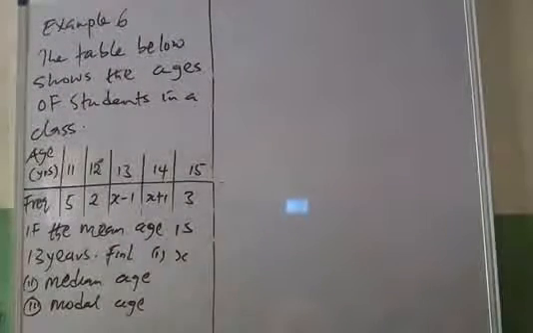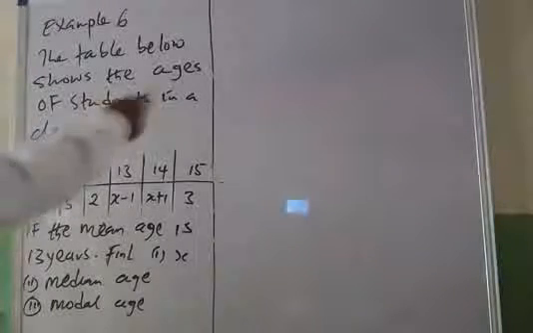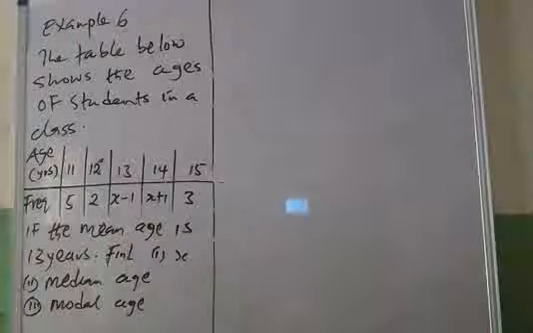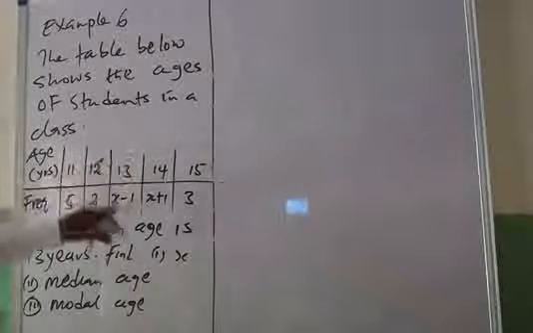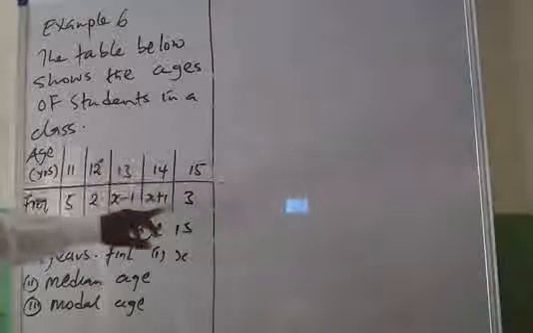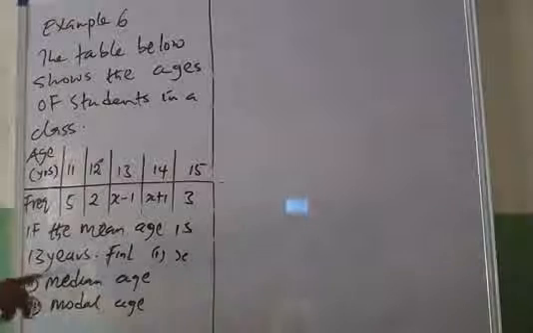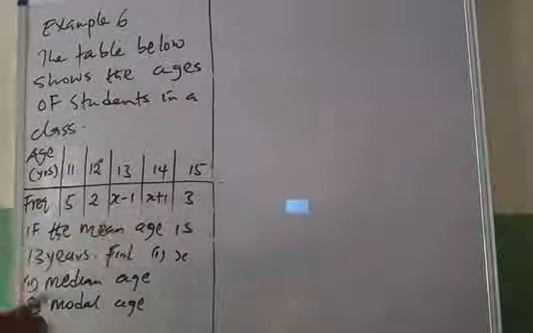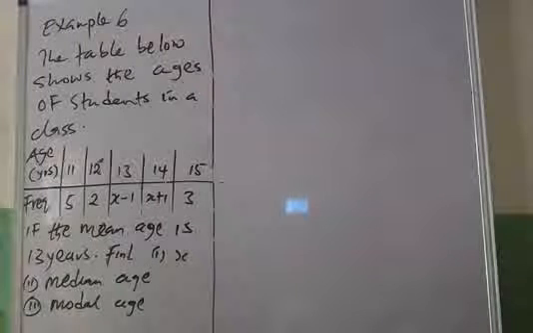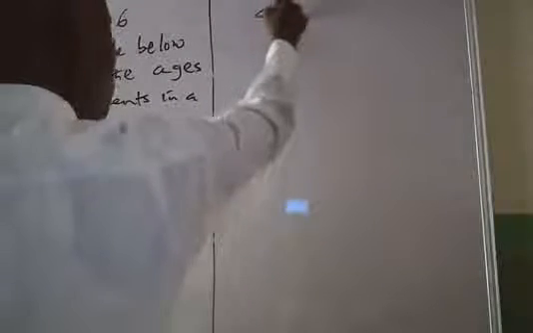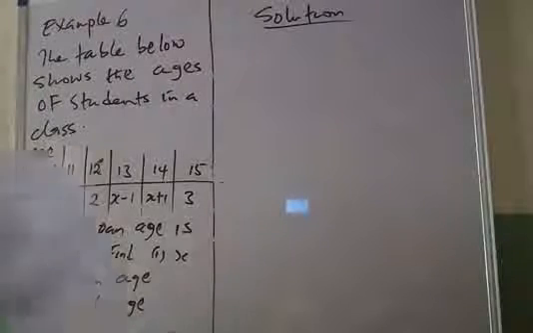Now let's quickly solve this question. The table below shows the age distribution of students in a class. You have 11 is 5, 12 is 2, 13 is x minus 1, 14 is x plus 1, 15 is 3. If the mean age is 13, find the value of x, then find the median age and the modal age. Solution. Now let's rearrange the table.